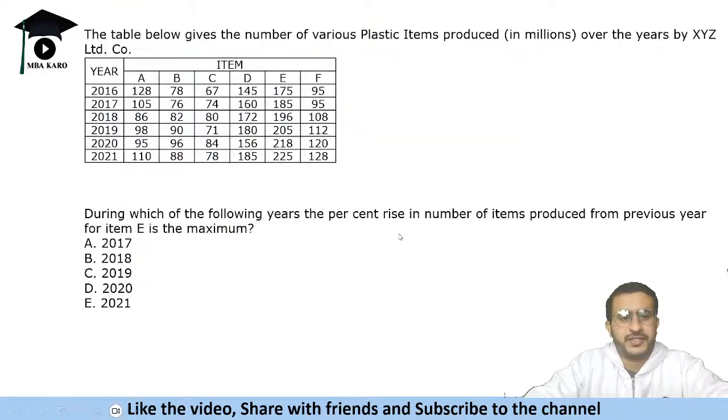All right, so let's start with the first set. It is a table. It shows the number of various plastic items produced in millions over the years by XYZ Limited.